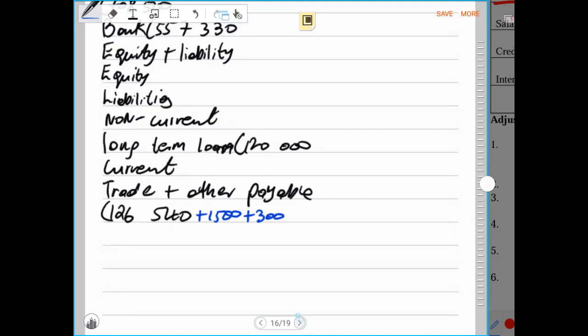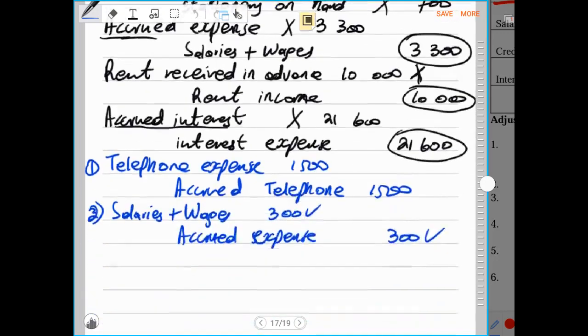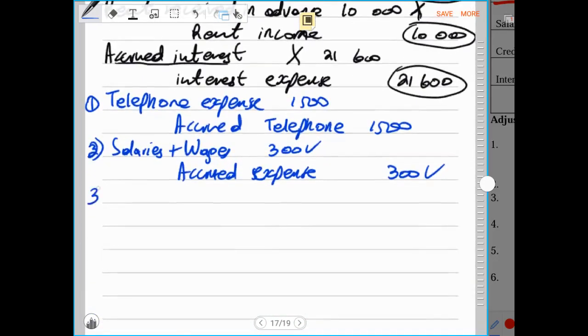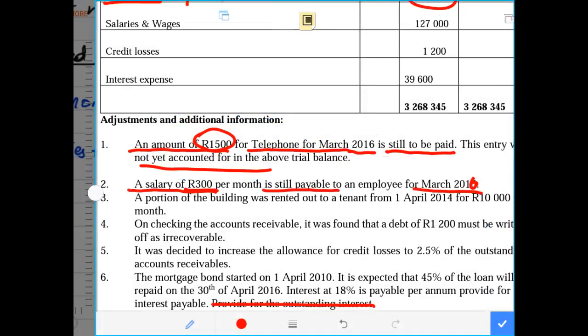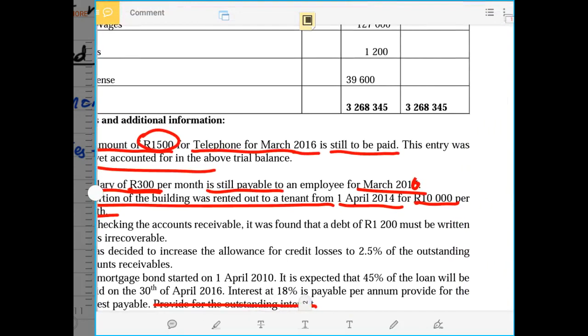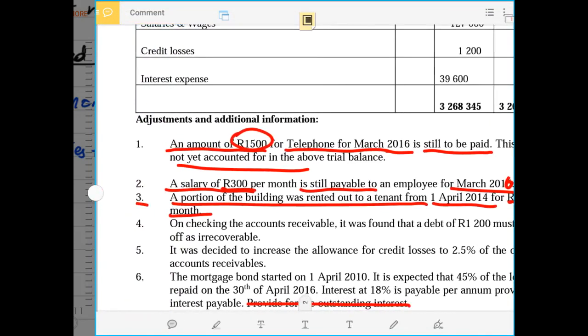Then we go to the next general entry, general entry number 3. General entry number 3 says that a portion of the building was rented out to a tenant from the 1st of March 2014 for 10,000 rands per month, meaning rent per month is 10,000 rands. So now we have to provide for the outstanding rent. That is the purpose, to check if there is any rent that is outstanding.